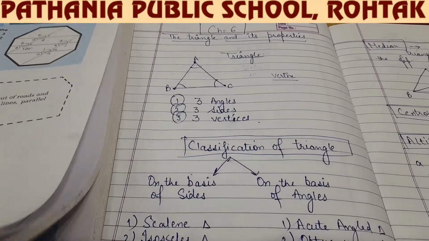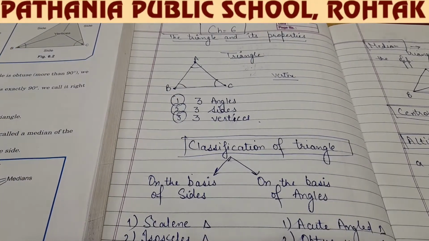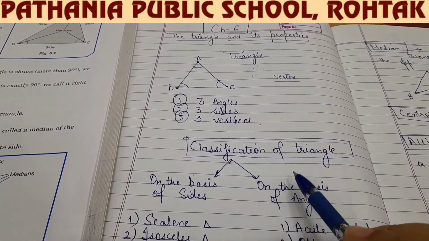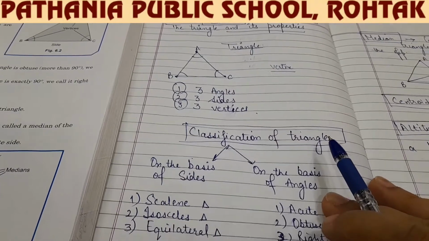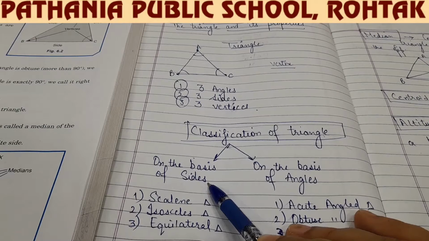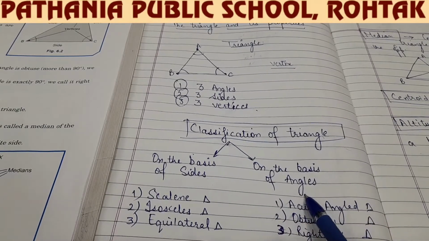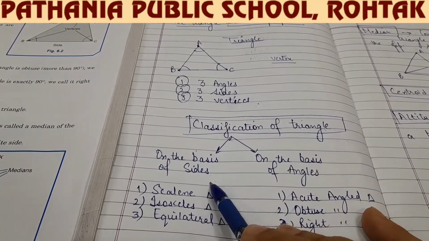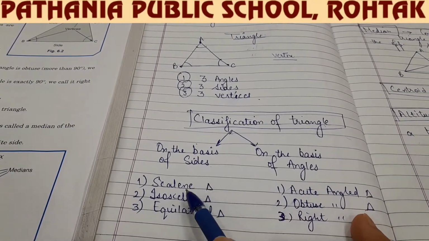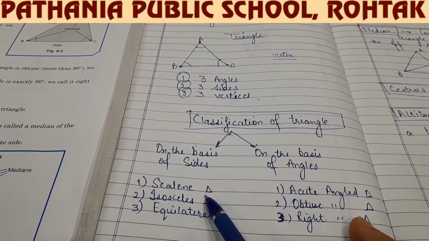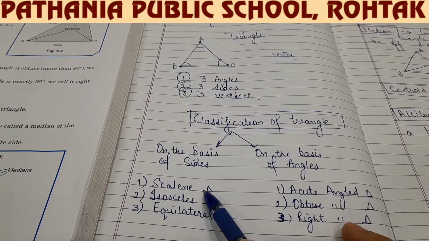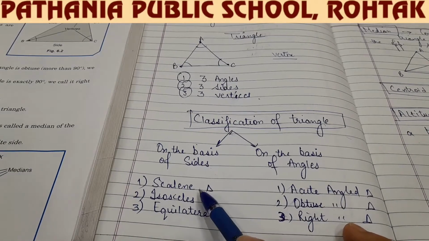Now coming on to classification of triangles. On the basis of sides and on the basis of angles, we can classify a triangle in two ways. First on the basis of sides, next on the basis of angles. So let's discuss first on the basis of sides. On the basis of sides, the first triangle is the scalene triangle. Now what is a scalene triangle, beta? A scalene triangle is that triangle in which all the sides are unequal.